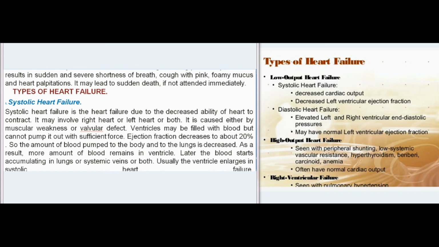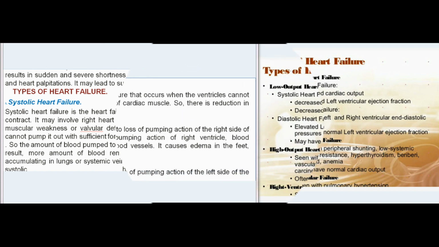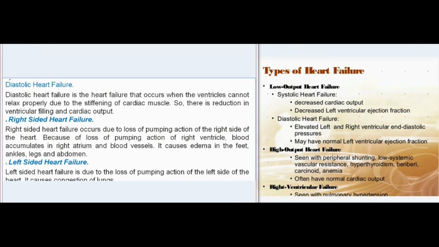So the amount of blood pumped to the body and to the lungs is decreased. As a result, more amount of blood remains in the ventricle. Later the blood starts accumulating in lungs or systemic veins or both. Usually the ventricle enlarges in systolic heart failure. Diastolic heart failure. Diastolic heart failure is the heart failure that occurs when the ventricles cannot relax properly due to the stiffening of cardiac muscle. So, there is reduction in ventricular filling and cardiac output.